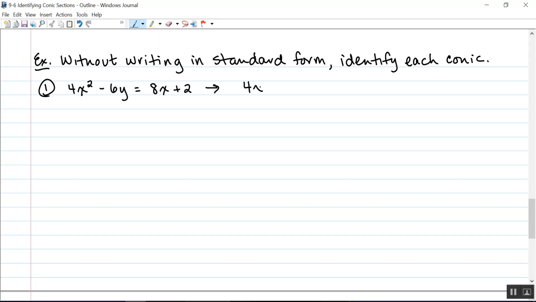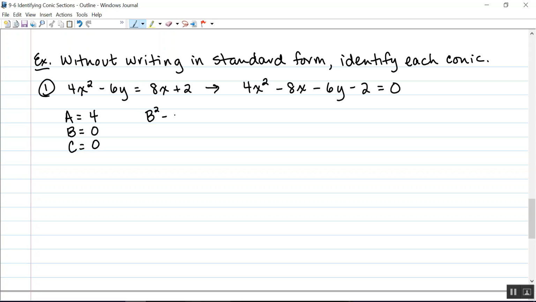So I have 4x squared. I don't have a term that has both x and y, nor do I have a term that has a y squared in it. So I will move this 8x to the other side, and then I do my term with just y, and then my constant equals 0. So let's identify what we have. A is the coefficient of x squared, so that's 4. B is the coefficient of my xy term, which I don't have, that's 0. And c is the coefficient of y squared, and I don't have one of those, so that's 0.